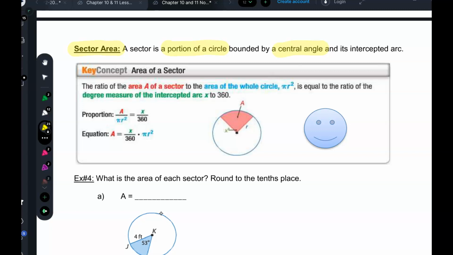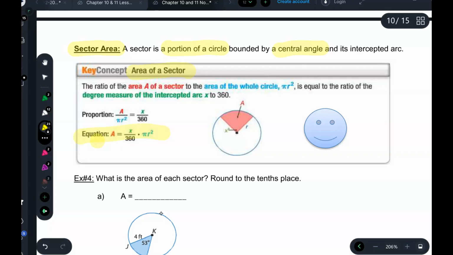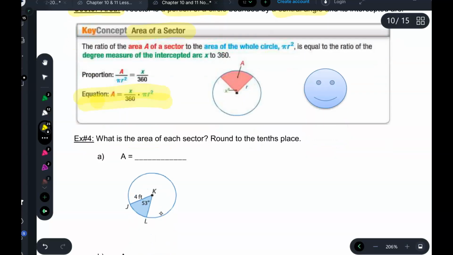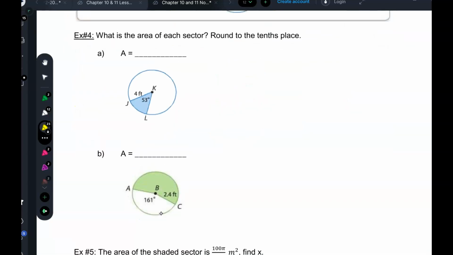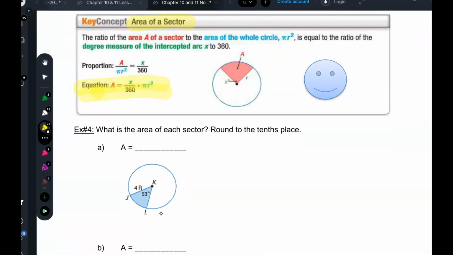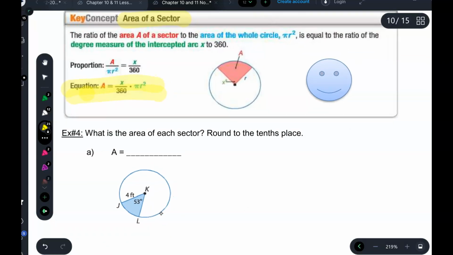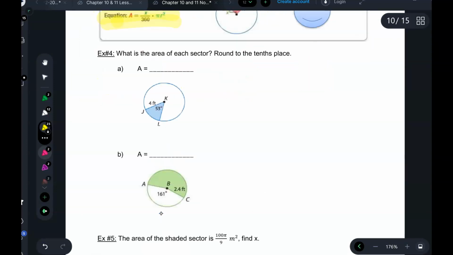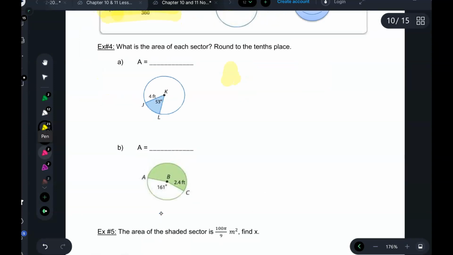Different thing. Okay. How do we find the area of the sector? This is the equation we're going to use. It's x over 360 times pi r squared. So instead of 2 pi r for arc length, we want to do pi r squared. Yes? Wait, what was the one for arc length again? It was 2 pi r. So 53 over 360 times pi times 4 squared.